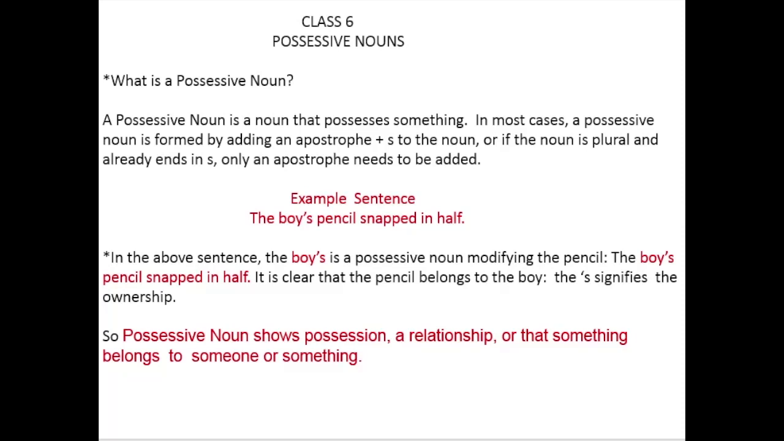The boy's pencil snapped in half. It is clear that the pencil belongs to the boy. The apostrophe here signifies the ownership. So, a possessive noun shows possession, that is ownership, a relationship, or that something belongs to someone or something.